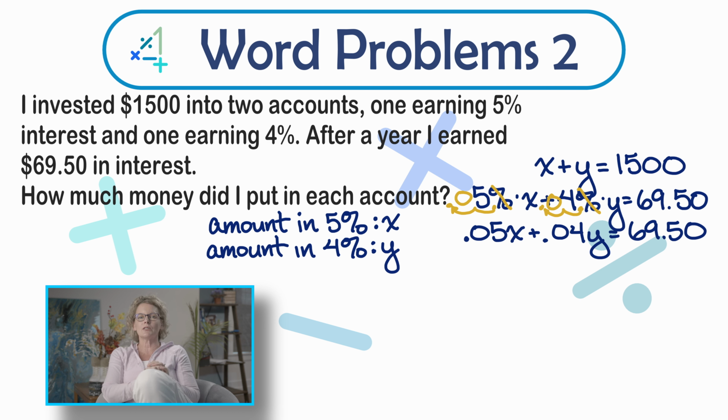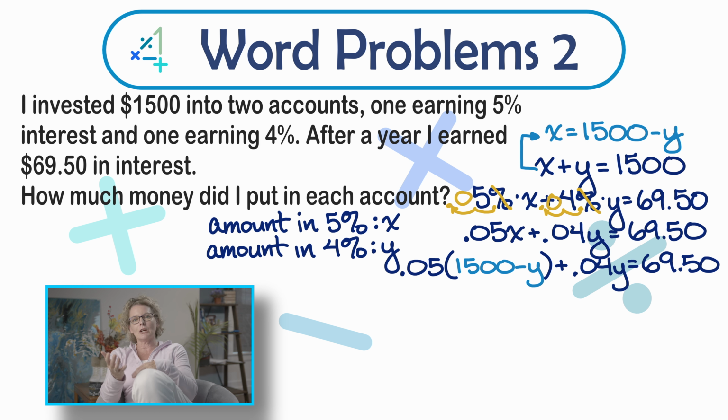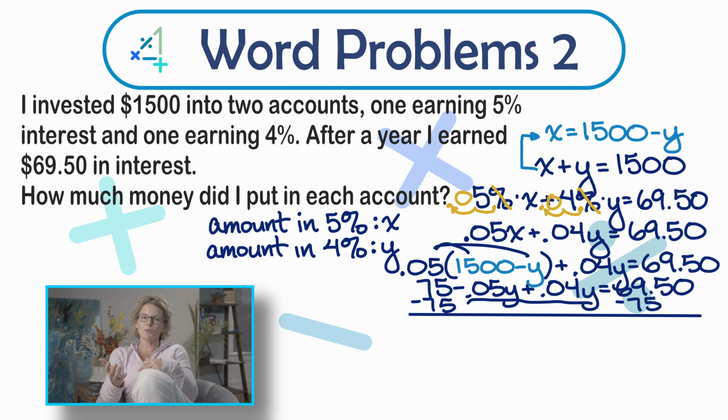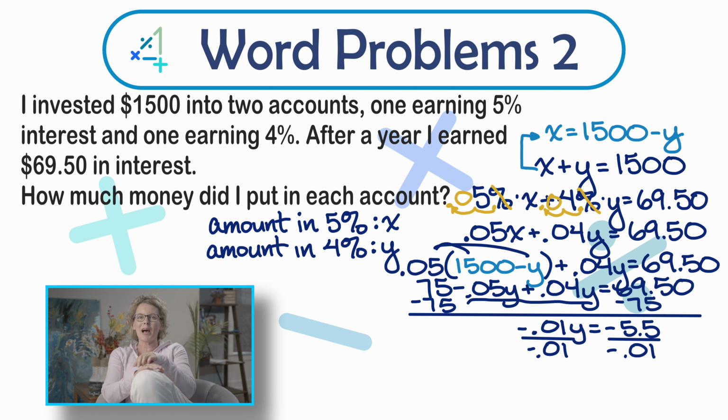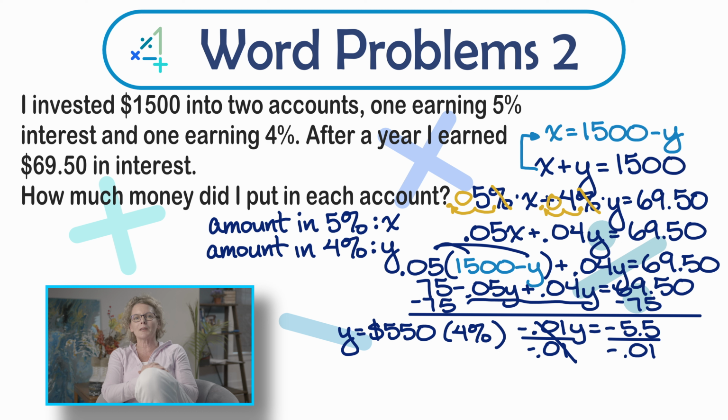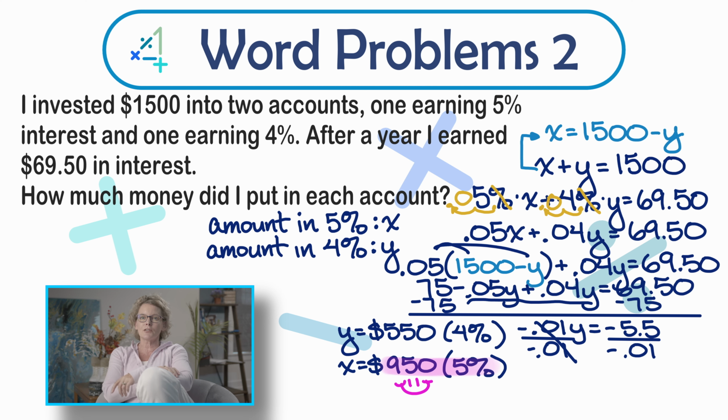This is a good one to solve with substitution. Solving for X here, put it into here, distribute, add like terms, move this over, and divide by -1/100th for Y equals $550, which was the 4% interest account. And the great news is that I put more into the better account paying that 5%. $950 into that one.